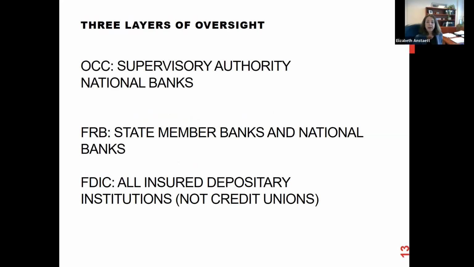So we do end up now with 3 layers of regulation for a national bank or a larger state chartered bank. And all 3 have examination authority. Although oftentimes the FDIC and the OCC will take turns or share reports with each other. But theoretically, all 3 can come in and examine a national bank or a state member bank for compliance with actually all laws and regulations.